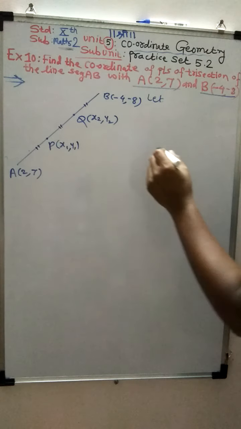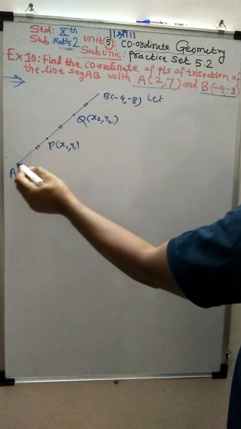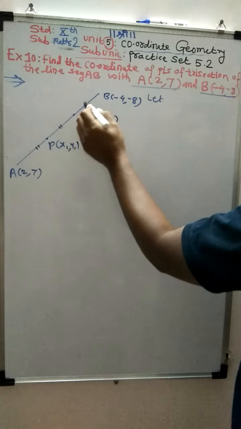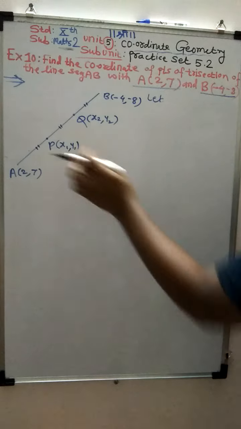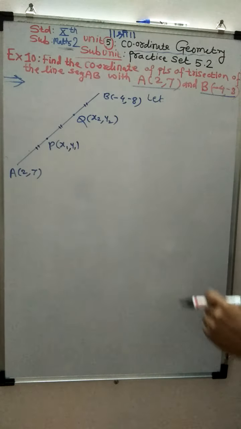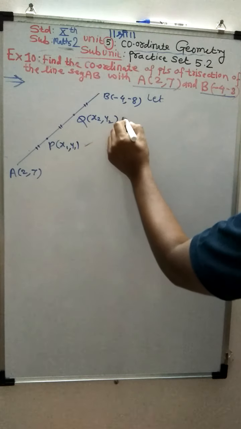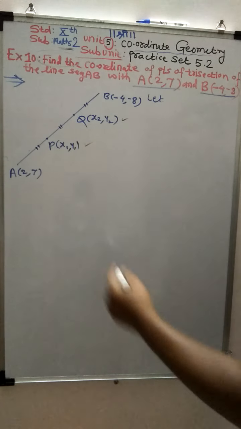The segment AB is trisected. Means see here AP, PQ and QB. These are three congruent parts made by points P and Q of the segment AB, means it is trisected at P and Q. Our aim is to find the coordinates of the respective points, means point P(x1, y1) and point Q(x2, y2). How can we find them?